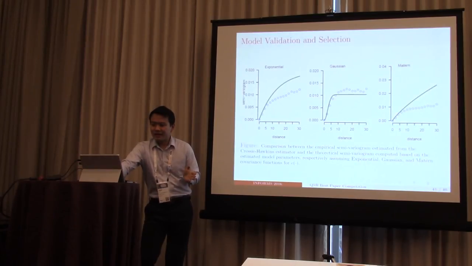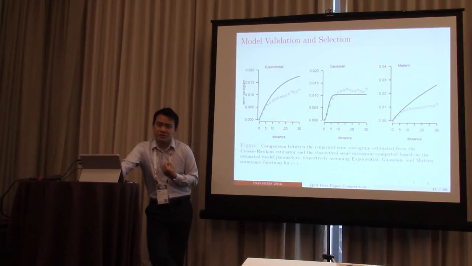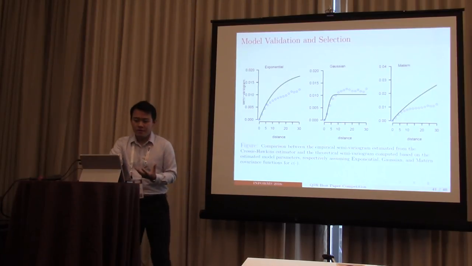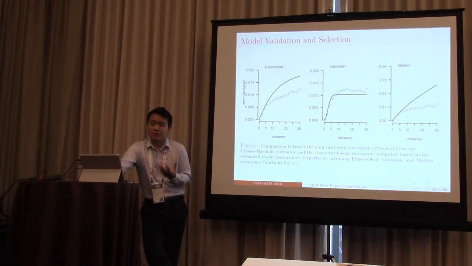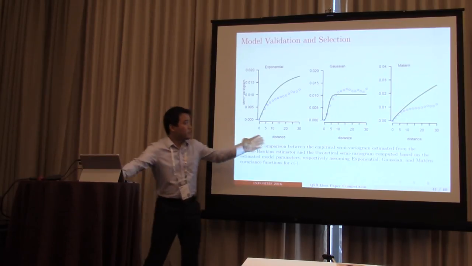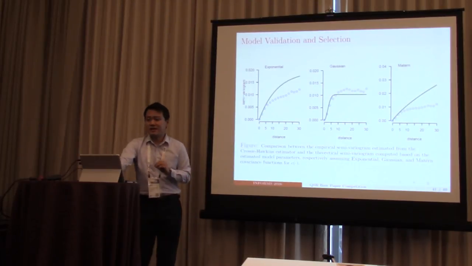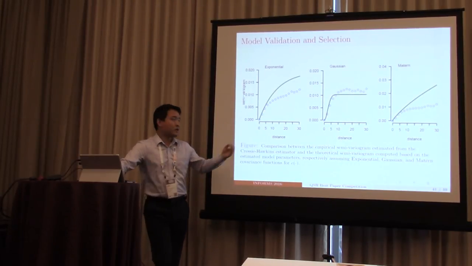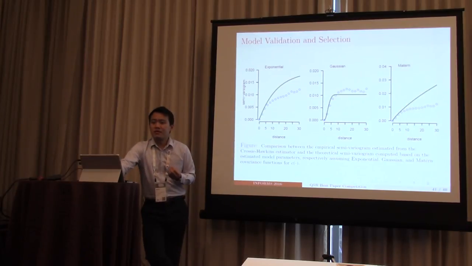Okay, last slide. Model validation. It turns out we can easily validate the model by analyzing the residuals. The way we do it is that we graphically compare the empirical variogram of the residuals to the theoretical variogram of the residuals. If you look at this, we can see that if C is actually a Gaussian covariance function, we have the best fit among these three.